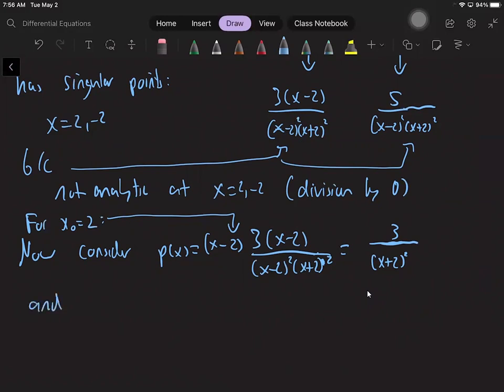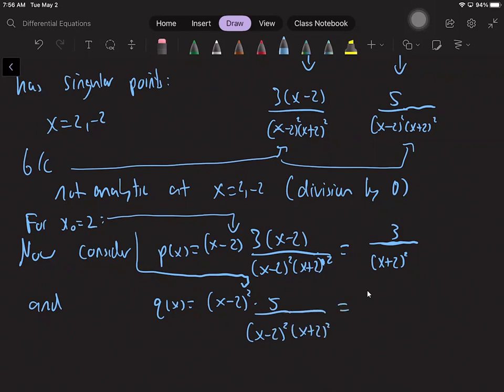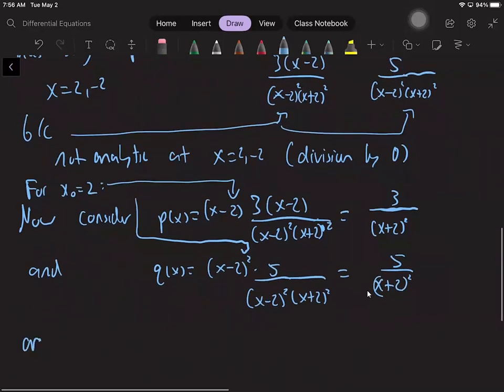And if I do q of x, where I multiply by x minus 2 squared, and I use the other function, the one in front of the y, I also get cancellation here. So I get 5 over x plus 2 squared. So these are both analytic at this number. So this is a regular point.